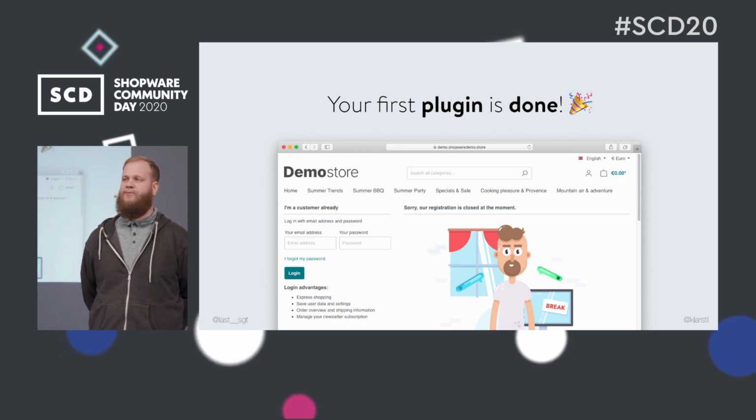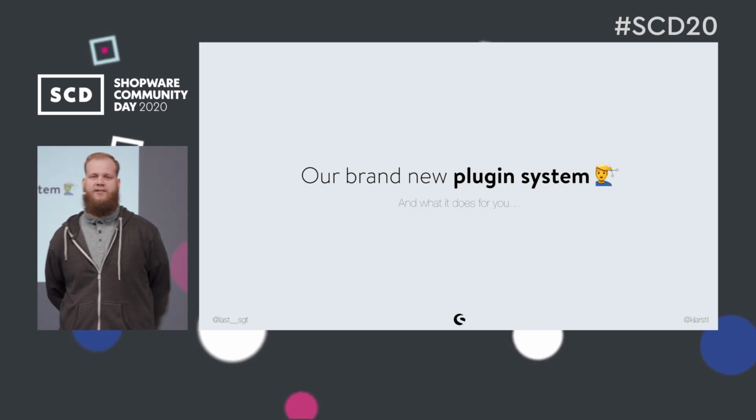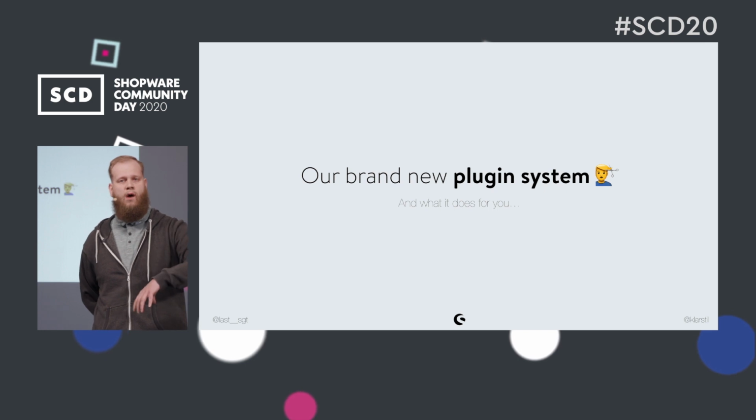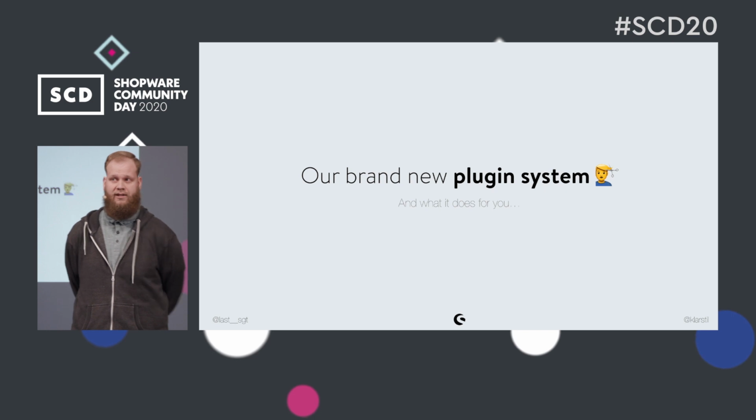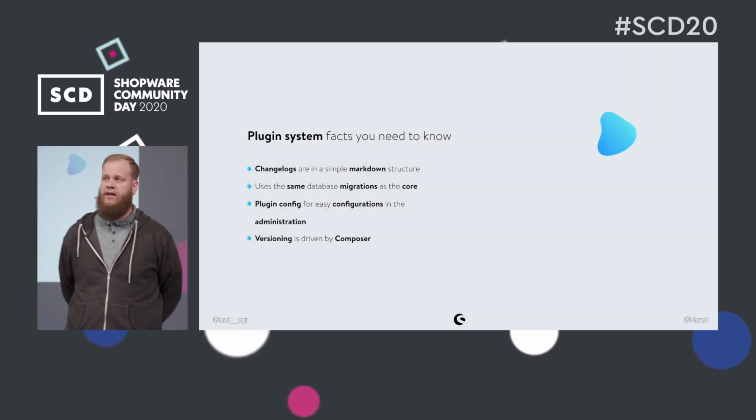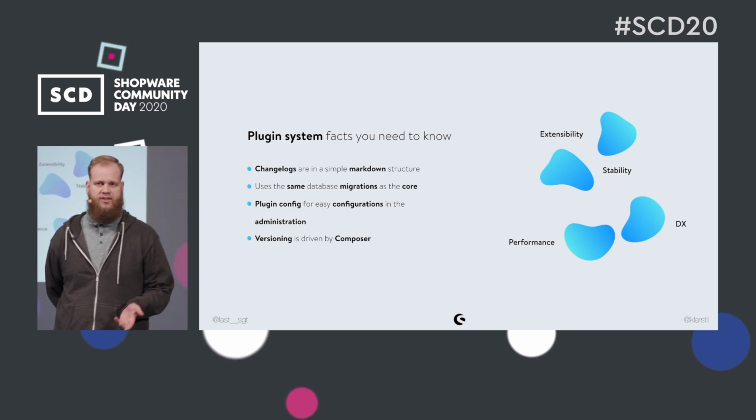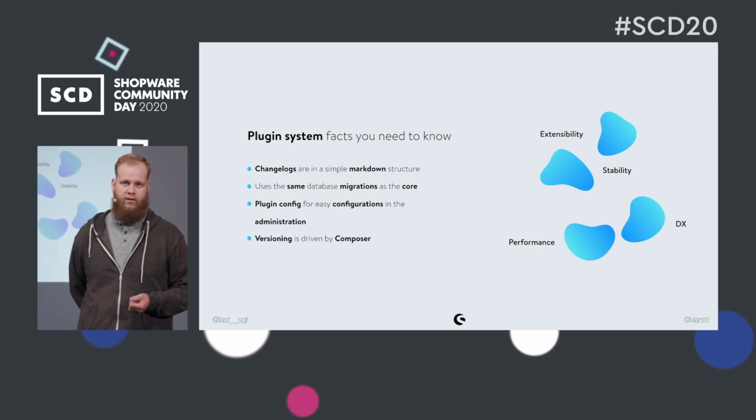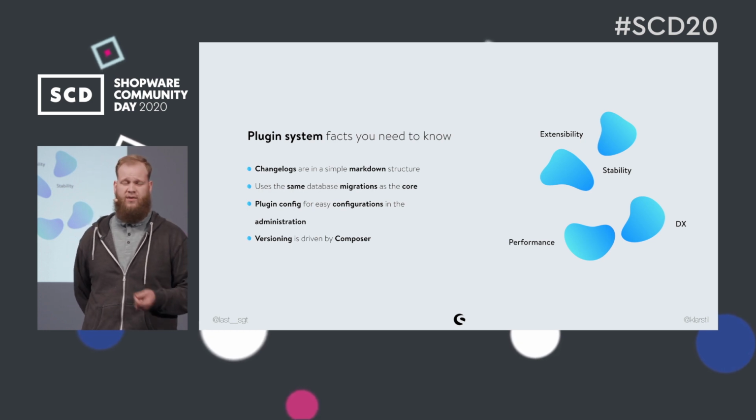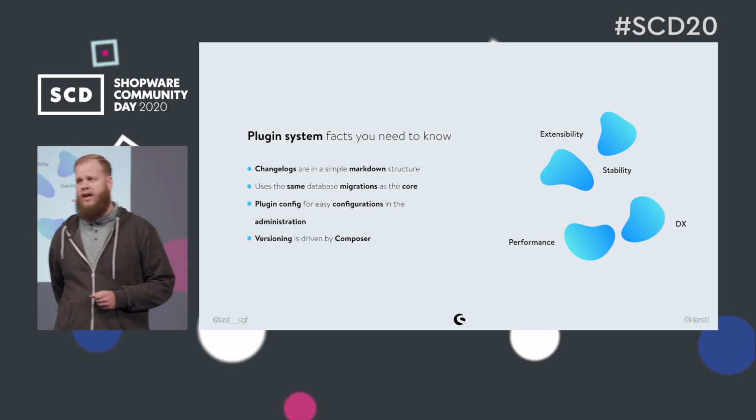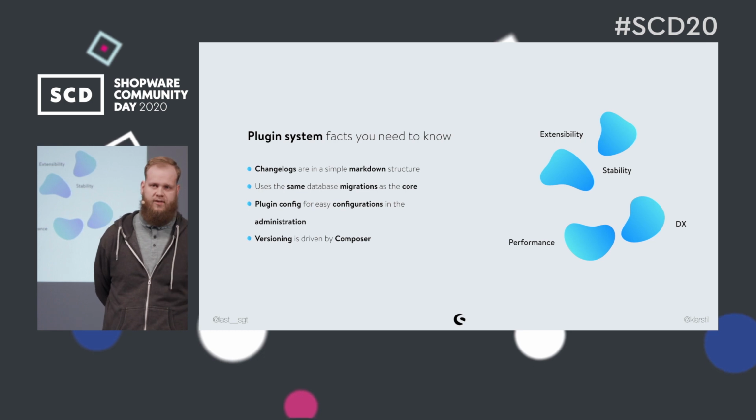Yeah, congratulations. So now that you already created your first plugin, let's learn a little bit more about what's around the plugin, our plugin system in Shopware 6, and what a plugin itself technically is. The plugin system facts that you need to know. So what are the goals of the plugin system? The goal of the plugin system is to allow easy extensibility, give you a great developer experience, and keep the performance up at the same time, and of course the stability as well.